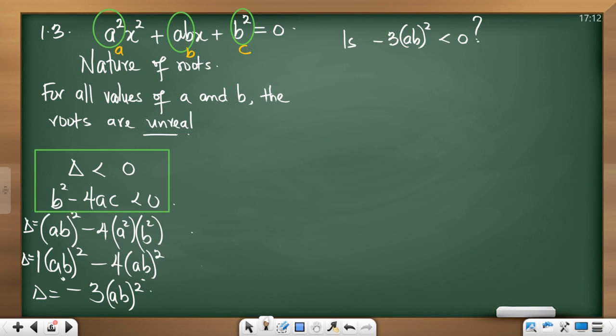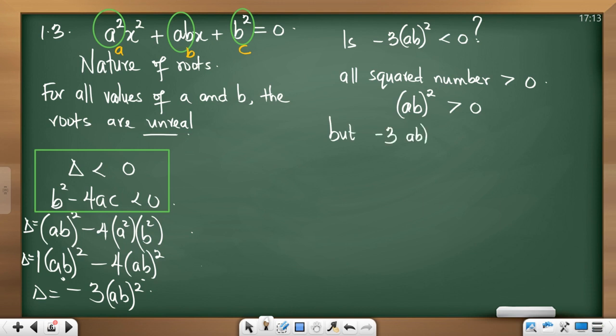Check this. I want to quickly show you the properties of numbers. All squared numbers are greater than 0. Take any number and square it. It will be greater than 0, even if the number is a negative. But hold on, I am multiplying that number by negative 3. So AB squared, because I'm squaring it, would be greater than 0. However, multiplying a positive number by negative 3 will always be less than 0 for all values of A and B, no matter what it is, because I am multiplying by negative.